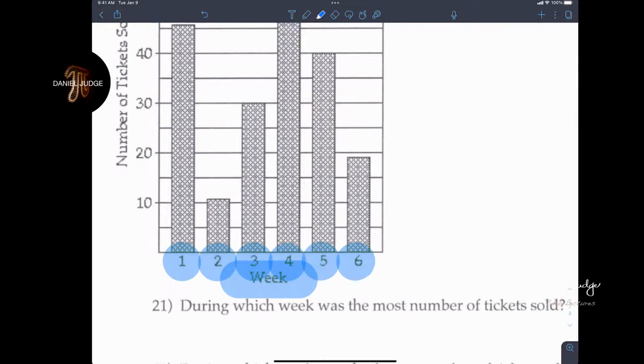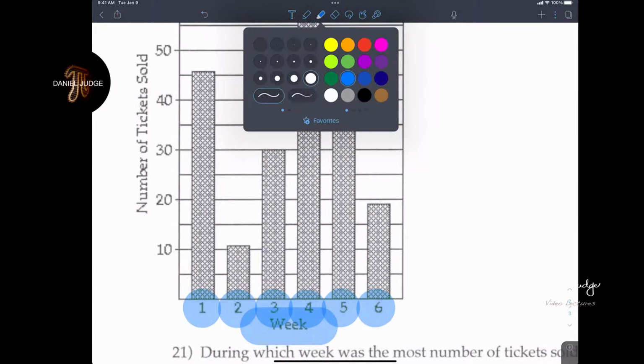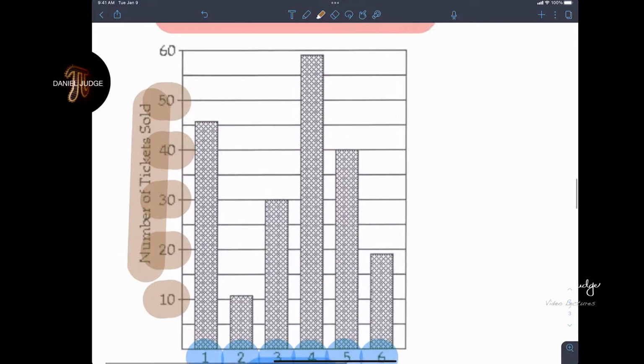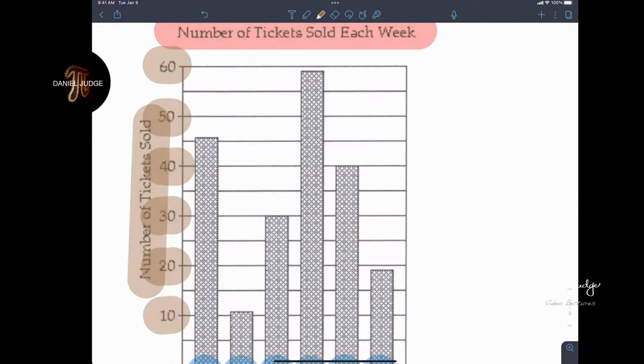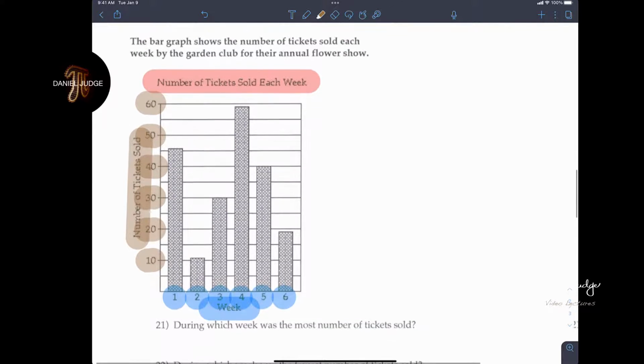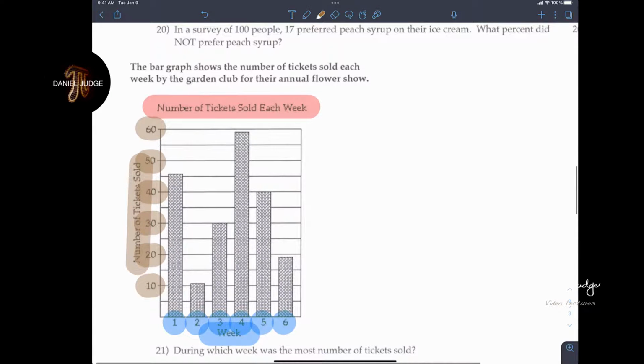So this horizontal axis gives you the weeks, and the vertical axis is going to represent, let's change the color, I guess we'll do brown, the number of tickets sold. So this represents 10 tickets, 20, 30, 40, 50, the vertical axis, and it goes all the way up to 60 tickets sold. And they're just going to check to see if we can read a graph. So it says the bar graph shows, bar graph is another way of saying histogram, the number of tickets sold each week by the garden club for their annual flower show.